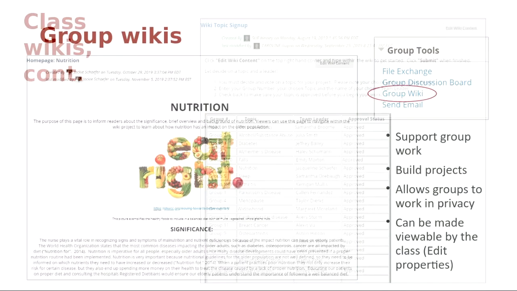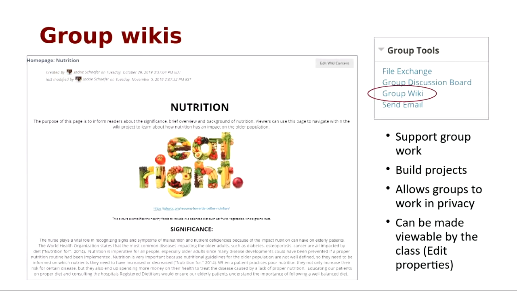Okay, so with the group wikis, again, when you are setting up groups, you can set up a set, or you are setting up an individual group. Just select Wiki as one of the group tools, and then it will show here. And a group wiki works exactly like a class wiki, only it's now bundled with the group tools.